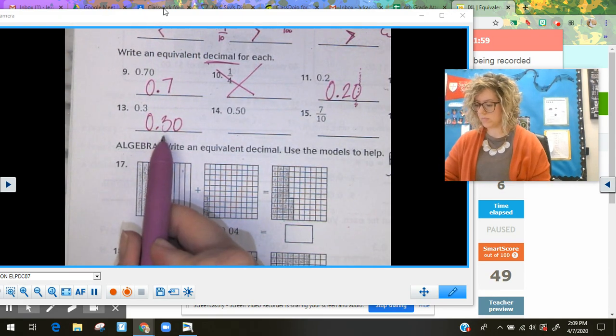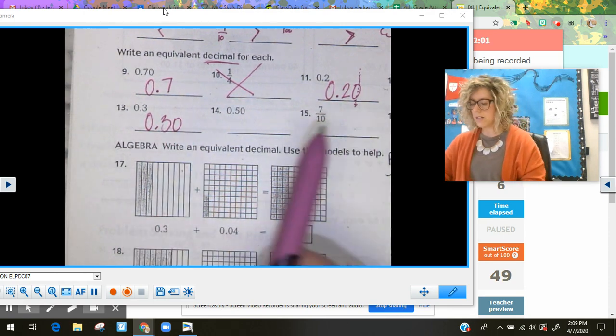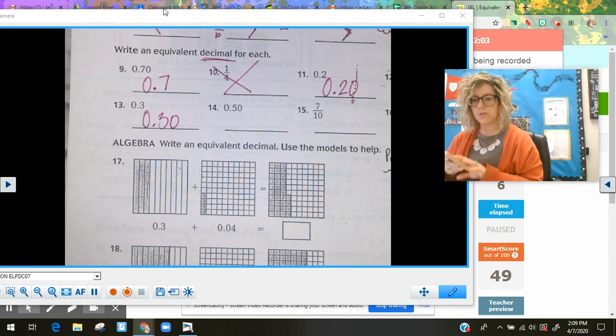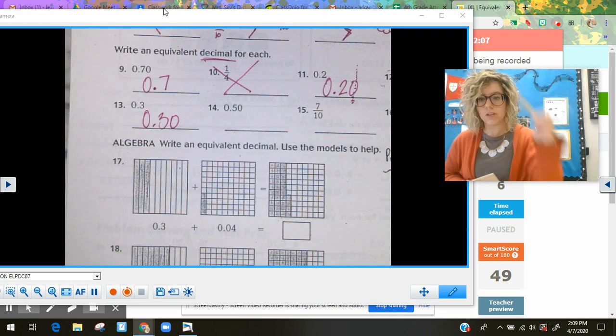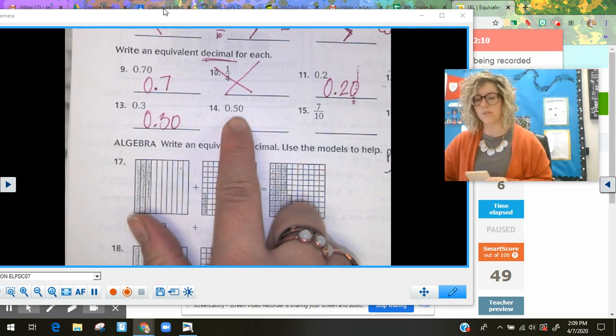0.30. Tenths, hundredths, ends in the hundredths. This is saying 50 hundredths. So as soon as you see hundredths, you have to take out this. As soon as you see tenths, you have to take out this. Okay, so they're asking for 50 hundredths.